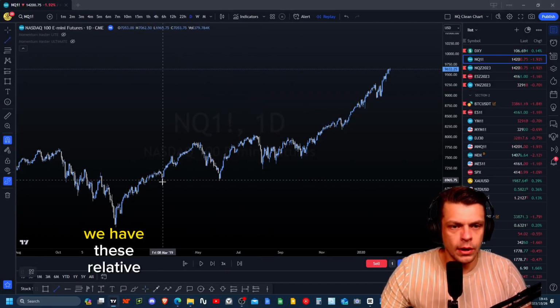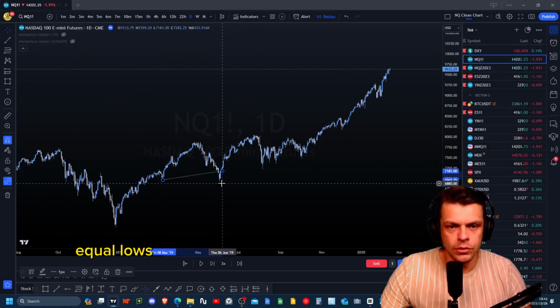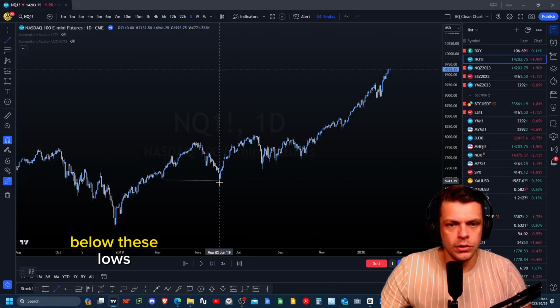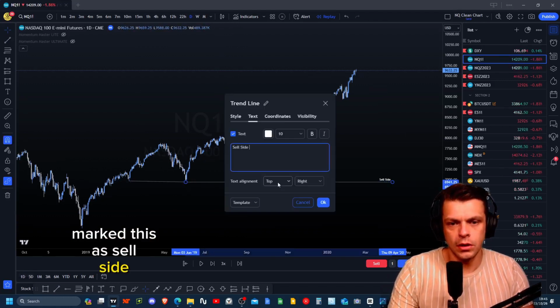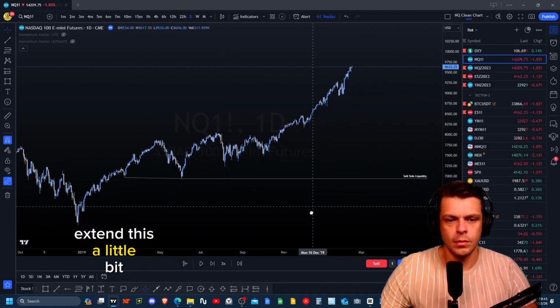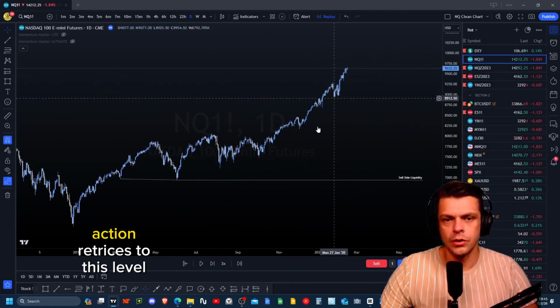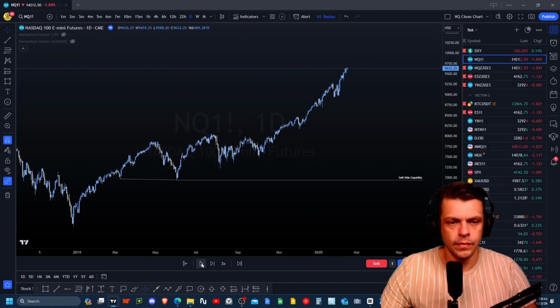So right here, we have these relative equal lows. So we know that we have sell side liquidity below these lows. Let's mark this as sell side liquidity. Extend this a little bit. So let's see what happens when price action retraces to this level.